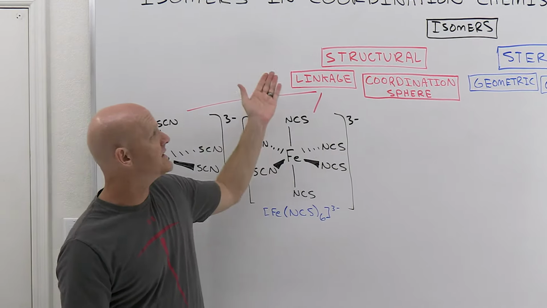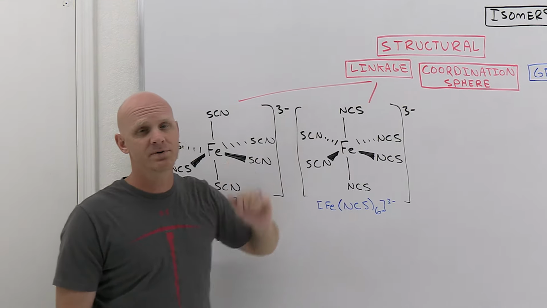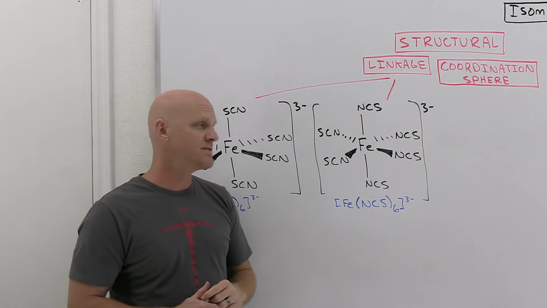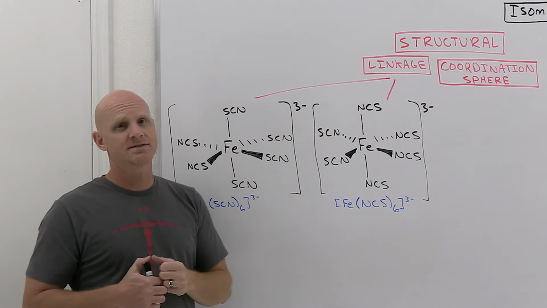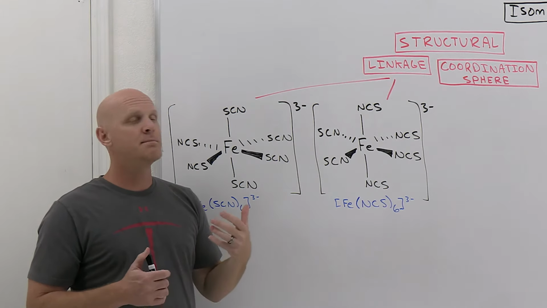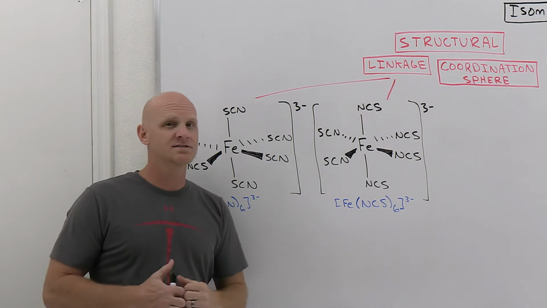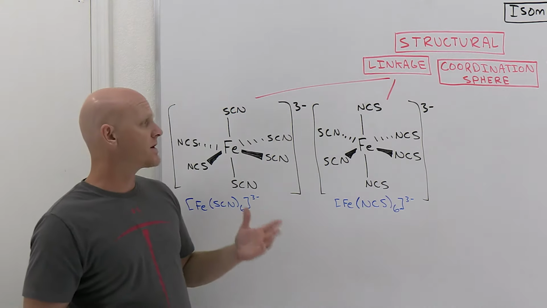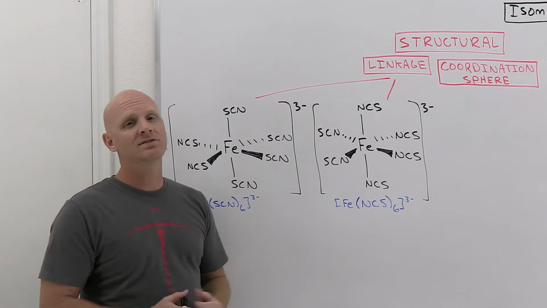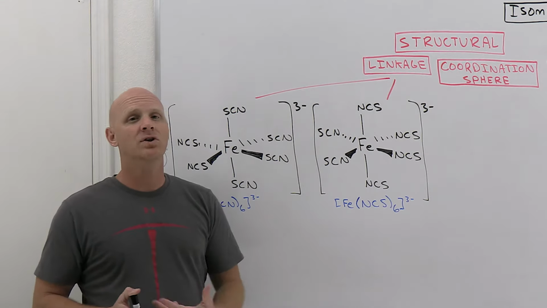Let's start with linkage isomers, again a type of structural isomer. So we're going to have a different bond connectivity here. Linkage isomers only apply to certain ligands, those that might be able to link to the central metal ion through more than one atom. If you recall, the hallmark of one of these ligands acting as a Lewis base is that it's got to have a lone pair of electrons.